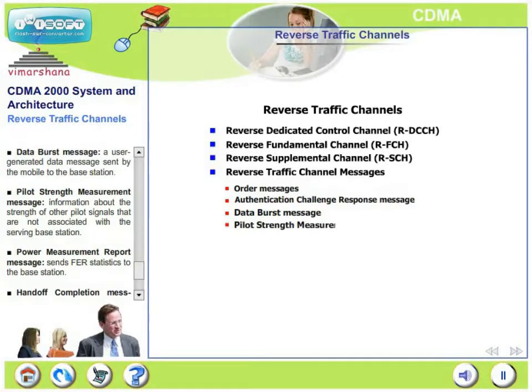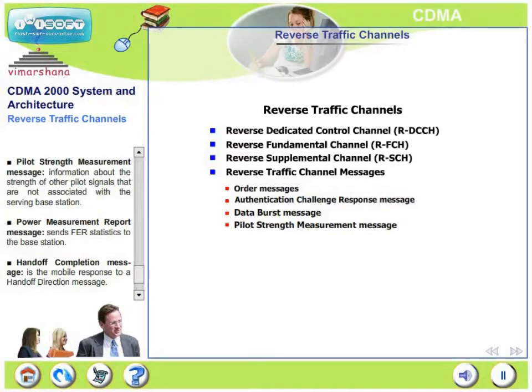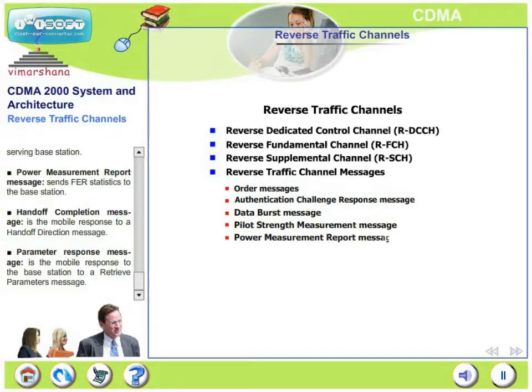Pilot strength measurement message gives information about the strength of other pilot signals that are not associated with the serving base station. So it gives a good profile of the pilots around it. Power measurement report message sends frame error rate statistics to the base station, helps in power control.